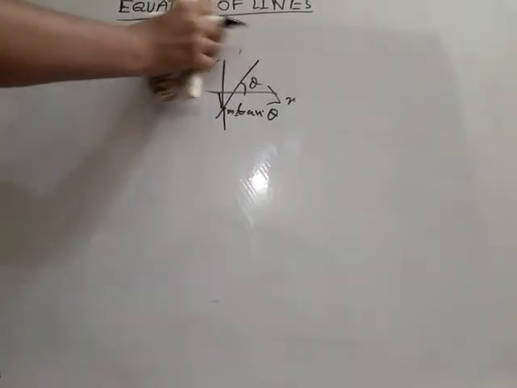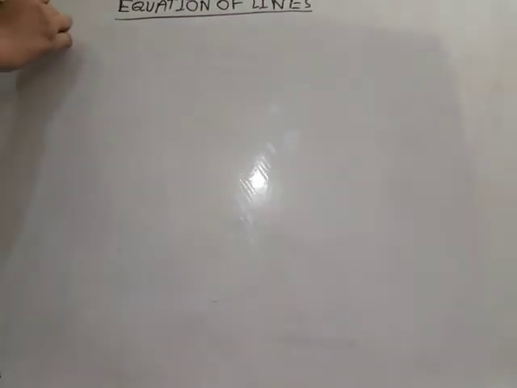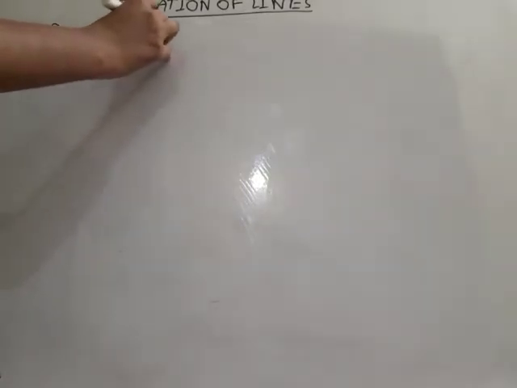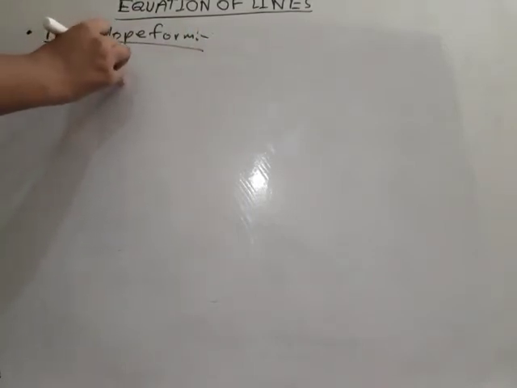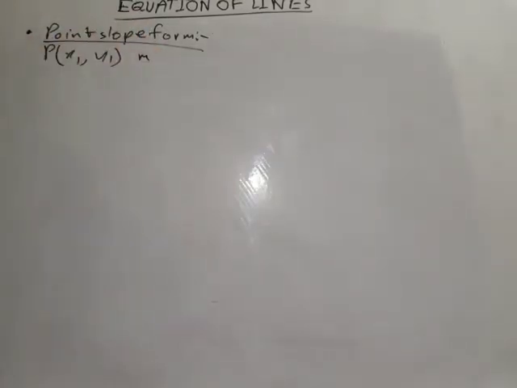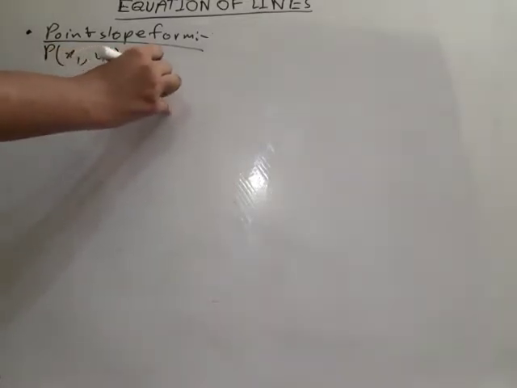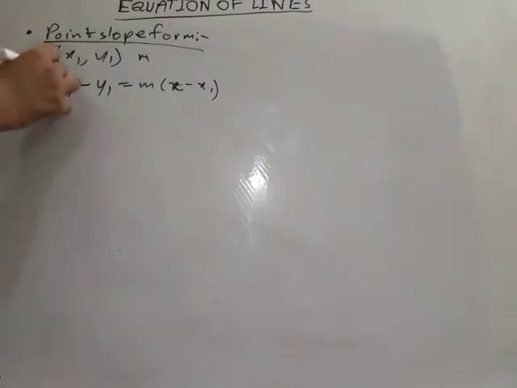Let us move on to our next topic, which is point slope form. What is point slope form? Let a line pass through a point P (x1, y1), and let the slope of the line be m. So the equation of the line becomes y minus y1 equal to m into x minus x1. This is the point slope form of a line.